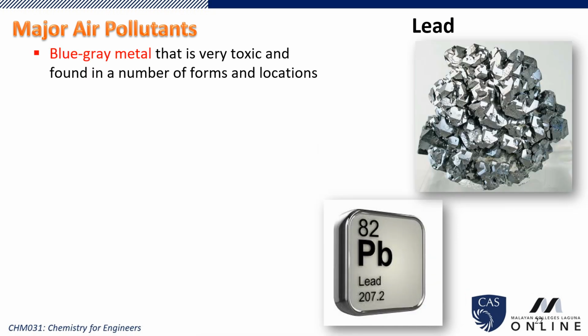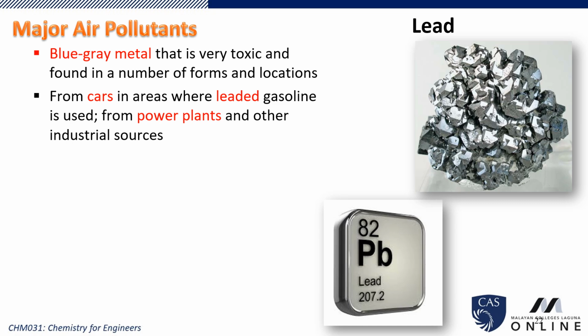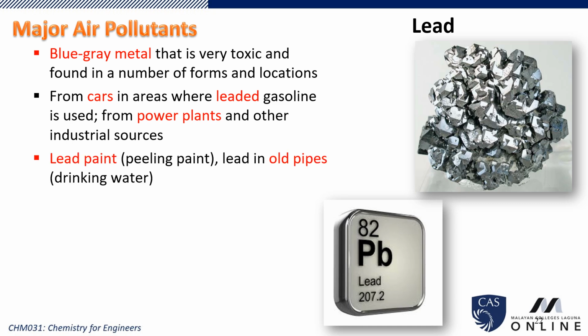The next major pollutant is lead, which is a blue-gray metal that is very toxic and found in a number of forms and locations. It can be found from cars, in areas where leaded gasoline is used, or from power plants and other industrial sources.